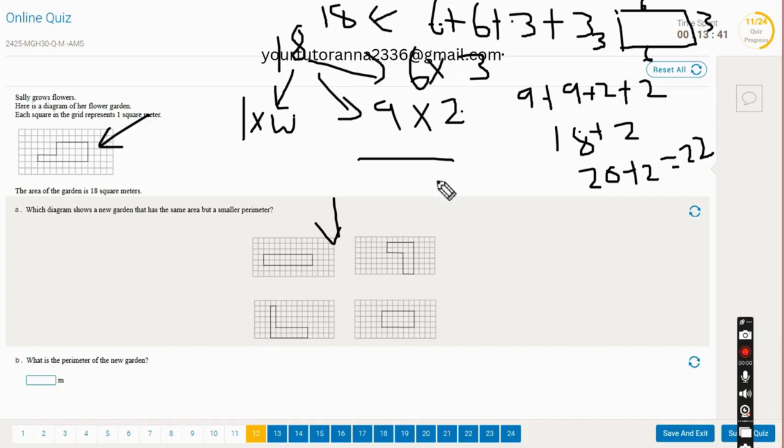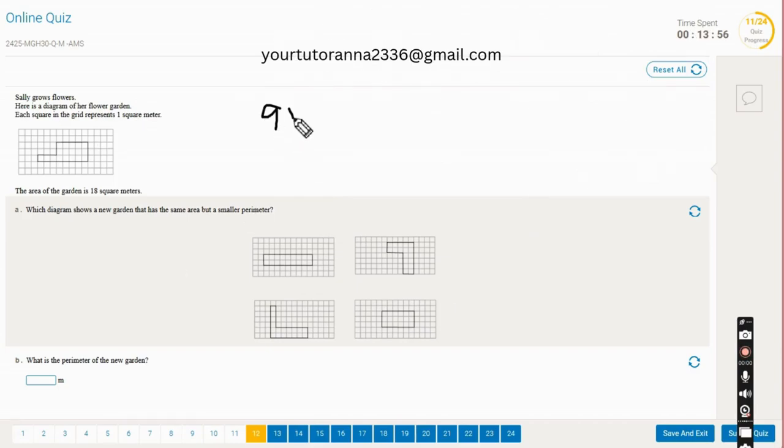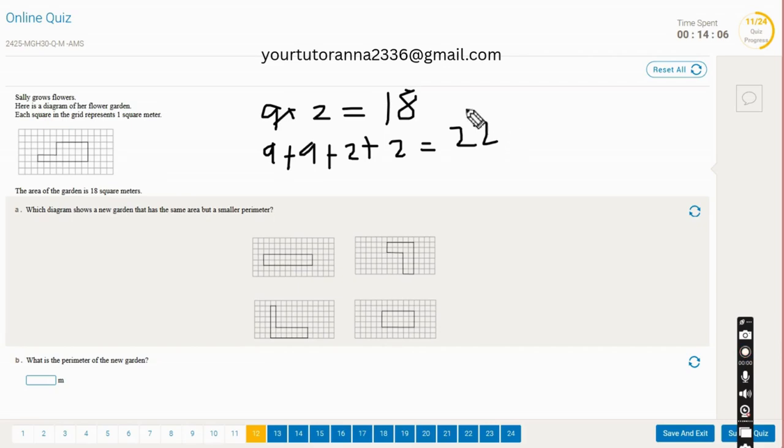Which one has a smaller perimeter? This one. Keep in mind that one side has to be 6 and the other side needs to be 3. Now let's count which one has the side as 6 and which one has it as 3. Because in the next one, 9 times 2, we get the area as 18. But when we find the perimeter, 9 plus 9 plus 2 plus 2, we get 22. You understand? So here the perimeter is larger.